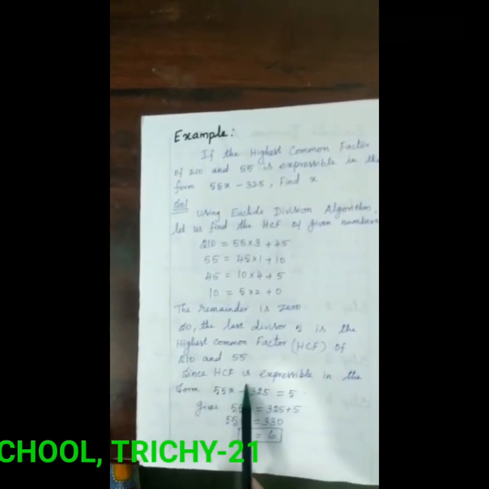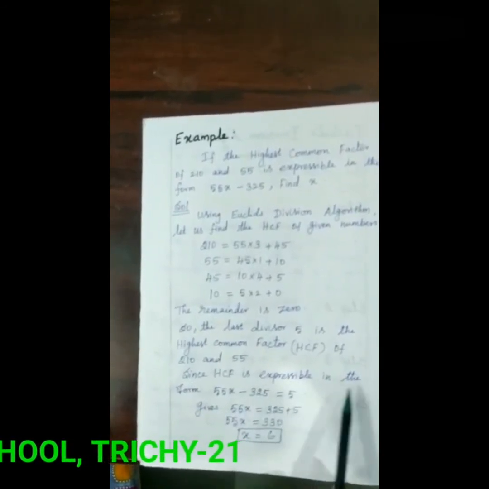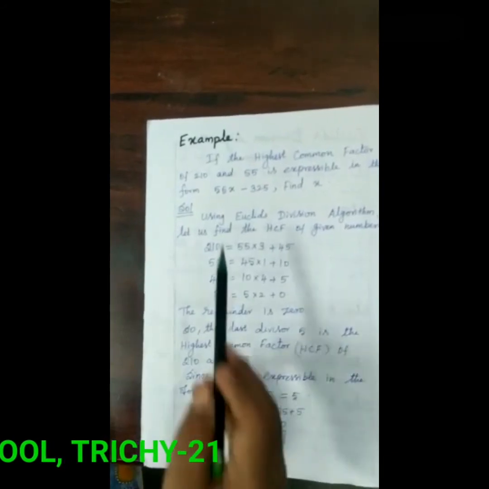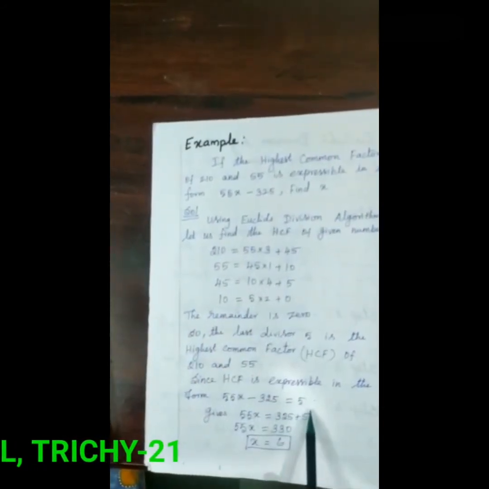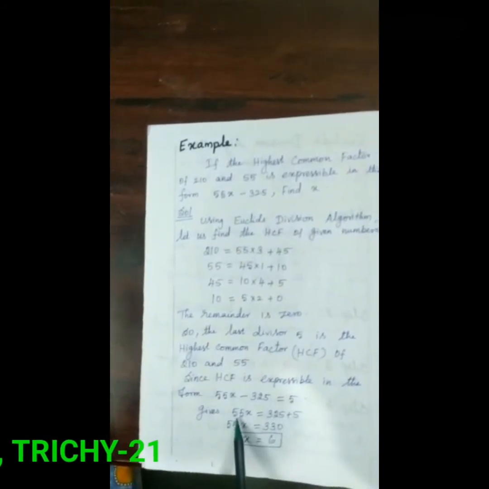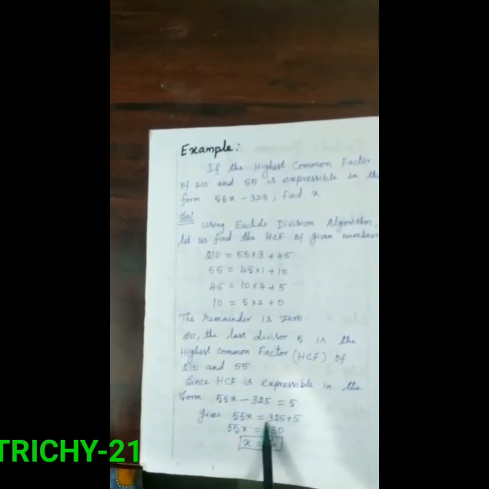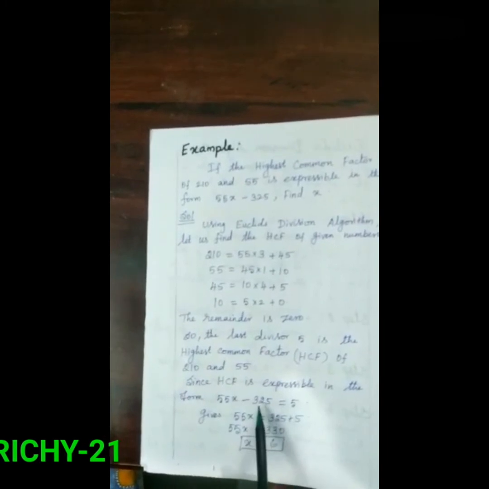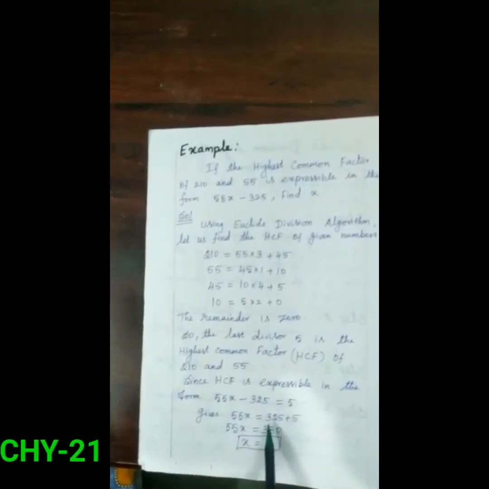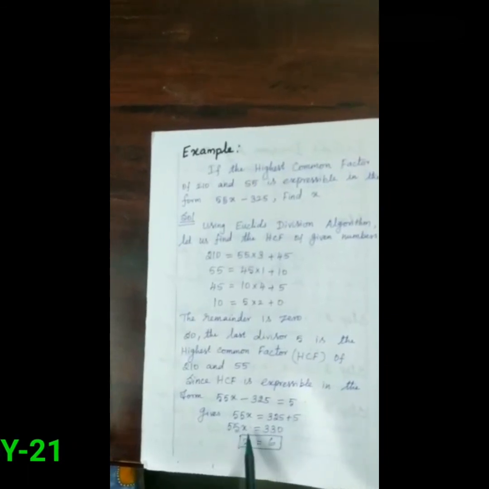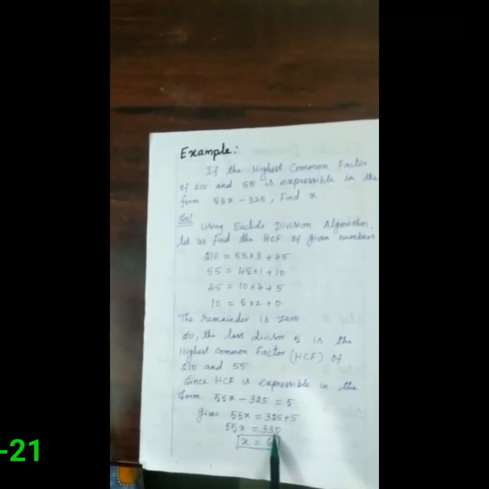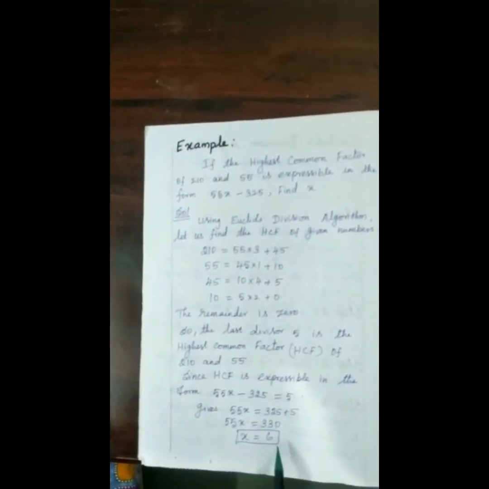Since the HCF is expressible in the form 55x minus 325, 55x minus 325 is equal to 5. So 55x is equal to 5 plus 325, as minus 325 goes to that side. So 55x is equal to 330, x is equal to 6. So the value of x is equal to 6.